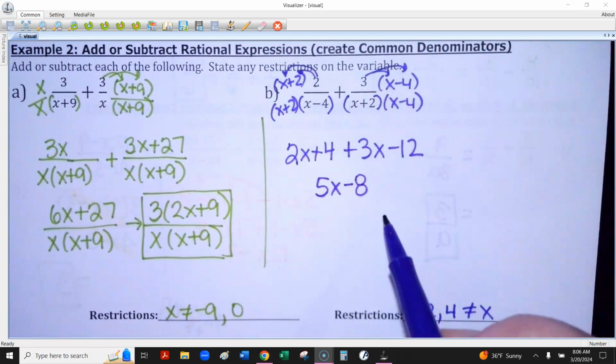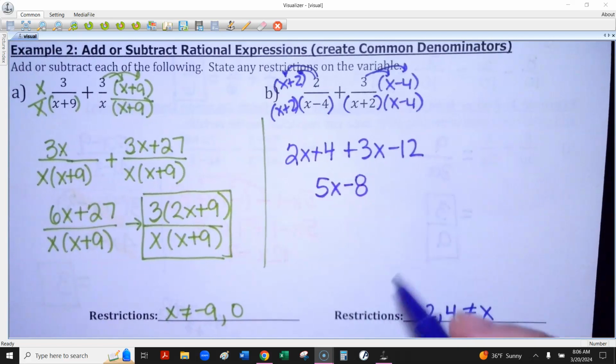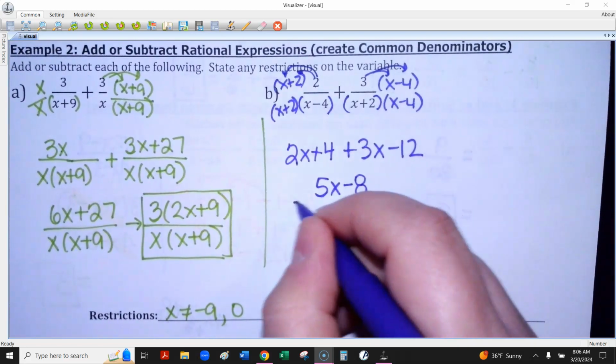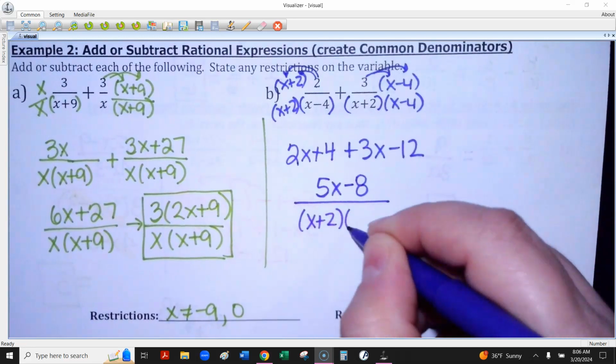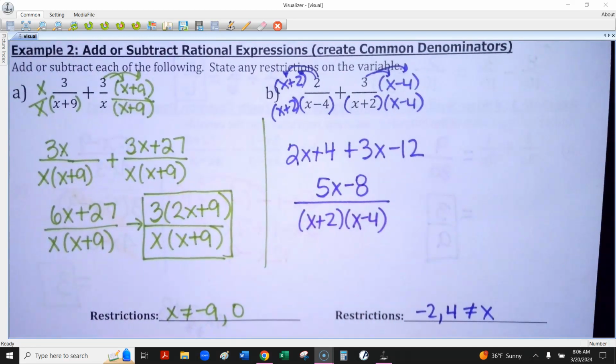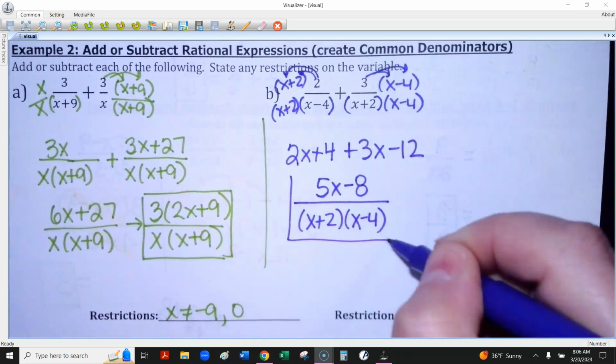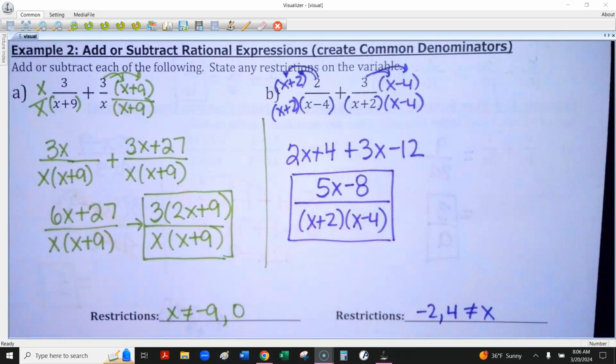Nothing there is going to factor. 5 and 8 don't have anything in common. So this is just the top of the fraction. The bottom of the fraction, that common denominator, was x plus 2 times x minus 4, and nothing is going to cancel there, so this is going to be my answer, and we already wrote down the restrictions. Nothing else is going to get crossed out.